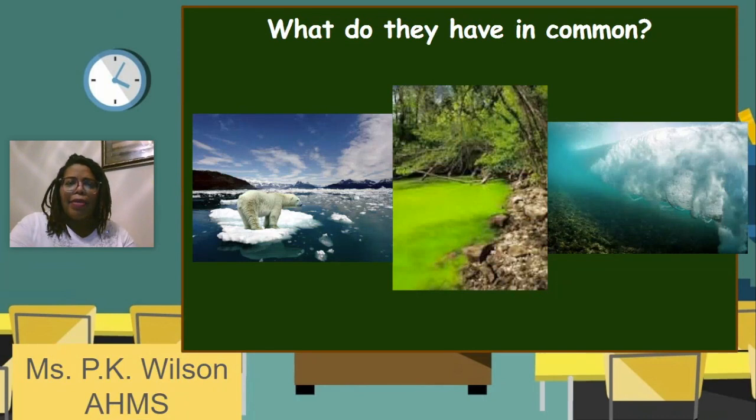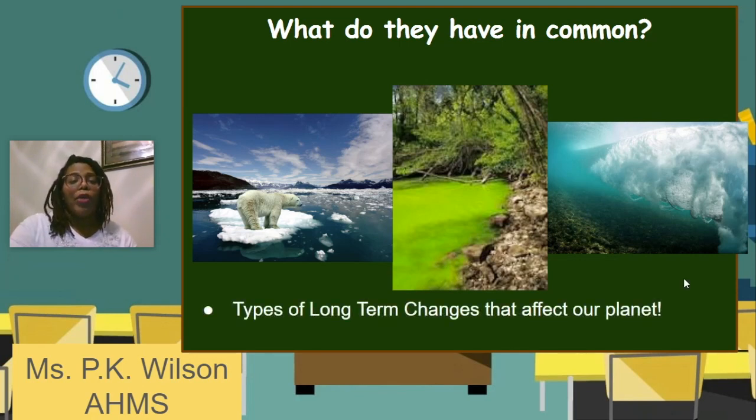And let's look at these 3 images that we saw. What do they have in common? Well, I just said it. I kind of ruined the spoiler. That is that these are all 3 examples of long-term changes that affect the planet Earth that are happening right now in some parts of the Earth. And we're going to talk about what each of these pictures represents specifically, but this was the polar bear. This was the body of water that was very, very green, an unnatural green. And then here is actually a tsunami under the water that we're going to talk about.